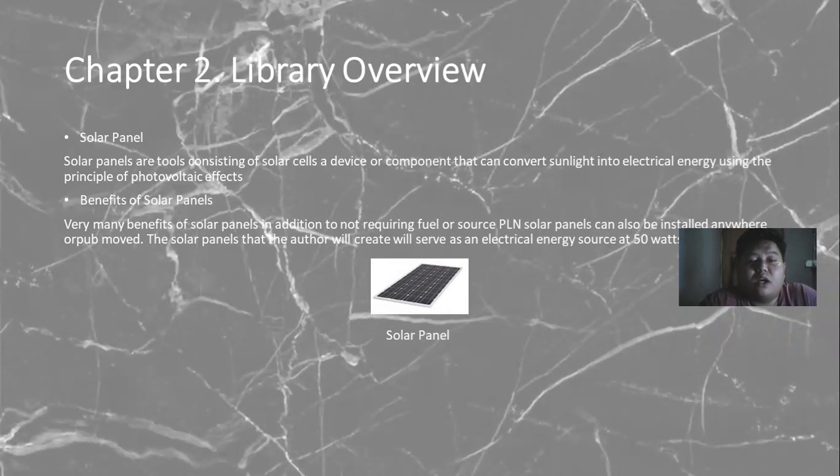Chapter 2, library overview. Solar panel. Solar panels are tools consisting of solar cells, a device or component that can convert sunlight into electrical energy using the principle of the photovoltaic effect.